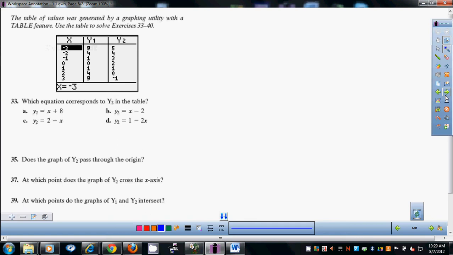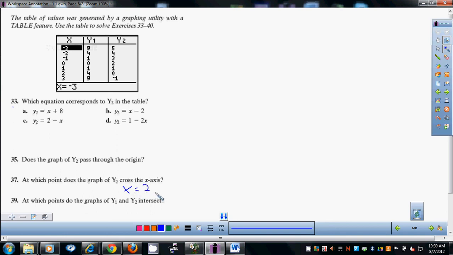All right. At what point does y2 cross the x-axis? What's something we know when a graph crosses the x-axis? What's one thing we know is going to be in that coordinate? 0 for what? The y. Right. So where does y2 cross the x-axis? At x equals 2. At 2, the y value is 0, and therefore it crosses that axis. So the actual answer for 37 that you would need to write is x equals 2.